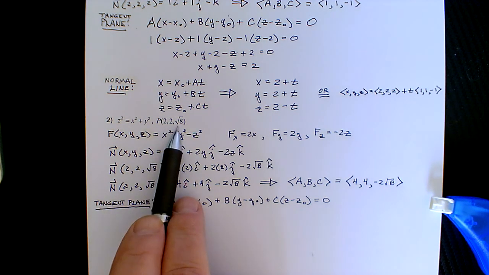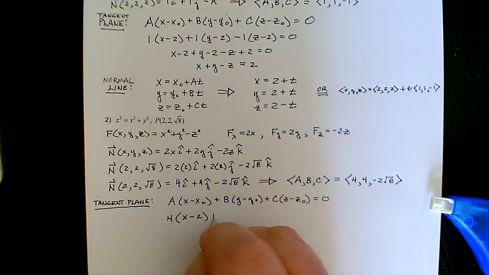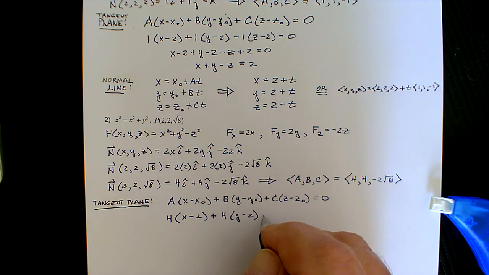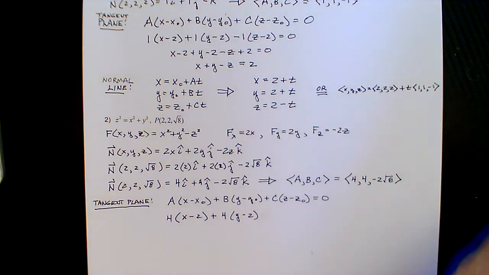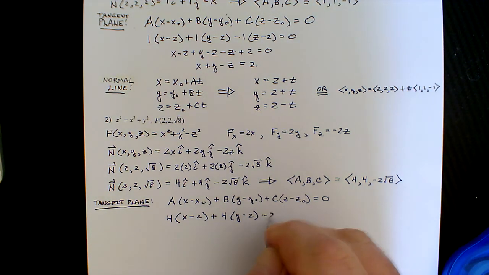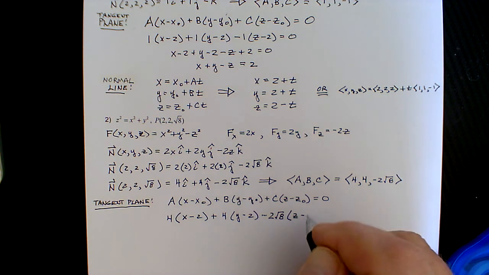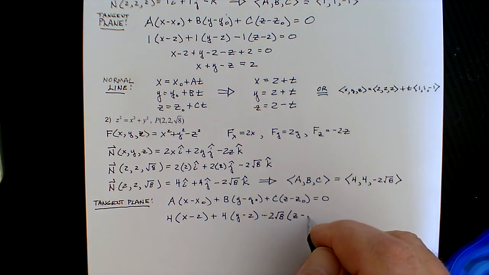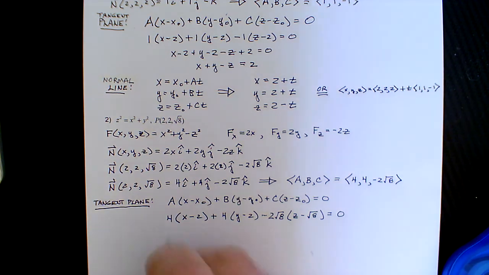Remember the point was 2, 2, square root of 8, and so 4 times the quantity x minus 2 plus 4 times the quantity y minus 2, and then plus, well, actually minus 2 square root of 8 times z minus z sub 0 was the square root of 8, and that's 0. So let's do some algebra and put this in standard form.